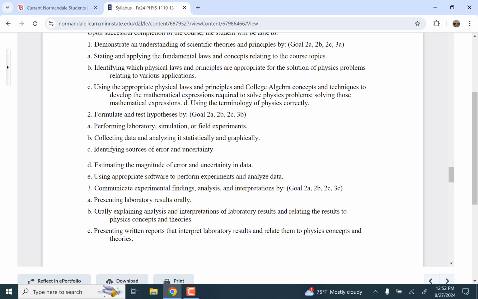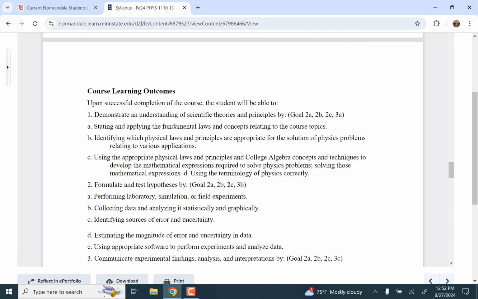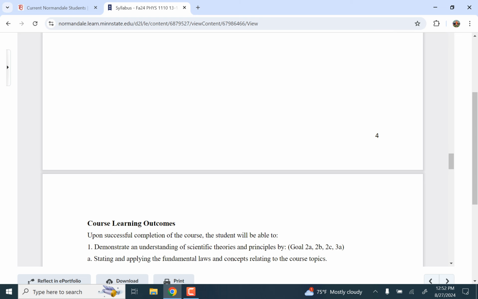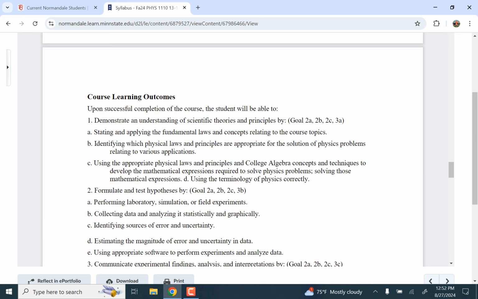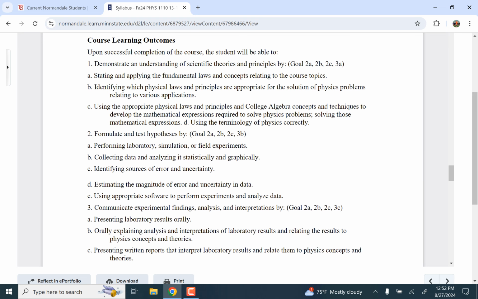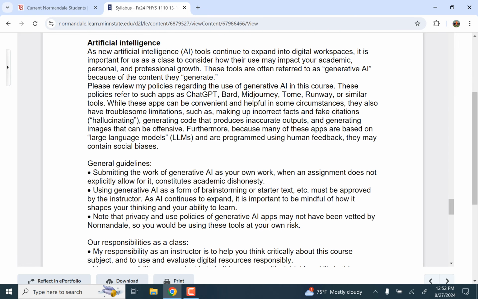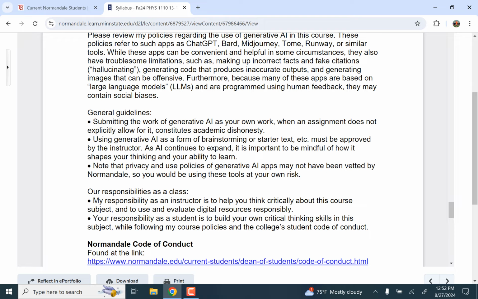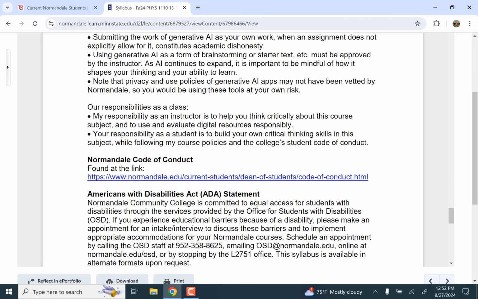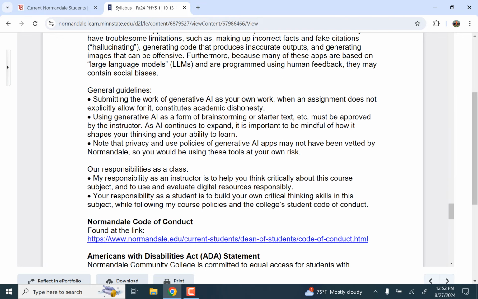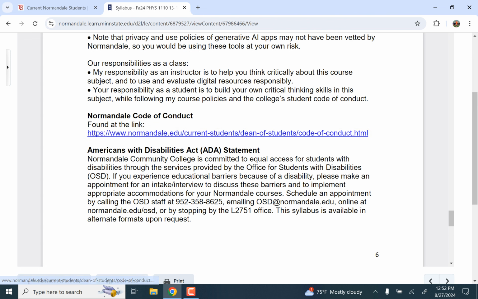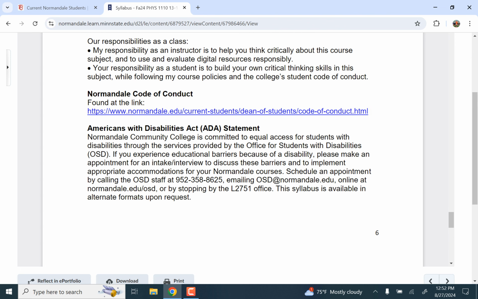And then if you want to read through it, there's a little bit of administrative type stuff lower on the syllabus. Course learning outcomes, you can look through those if you want. And then there's some campus resource type stuff down at the bottom of the syllabus. It says some stuff about AI.